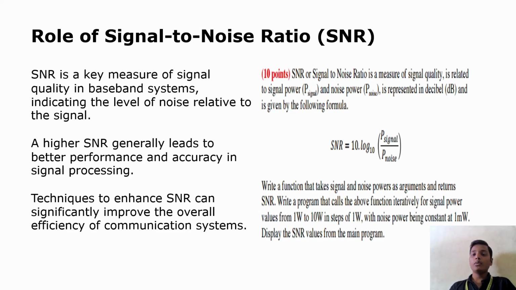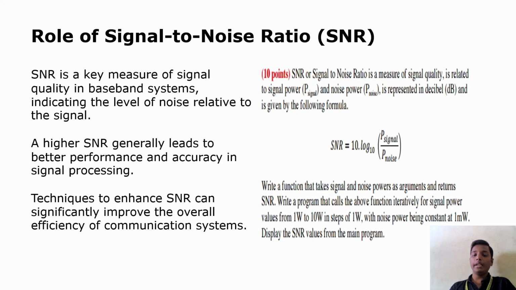SNR, a measure of signal quality, is related to signal power and noise power, is represented in decibels, and is given by the following formula. SNR equals 10 log of P signal by P noise.